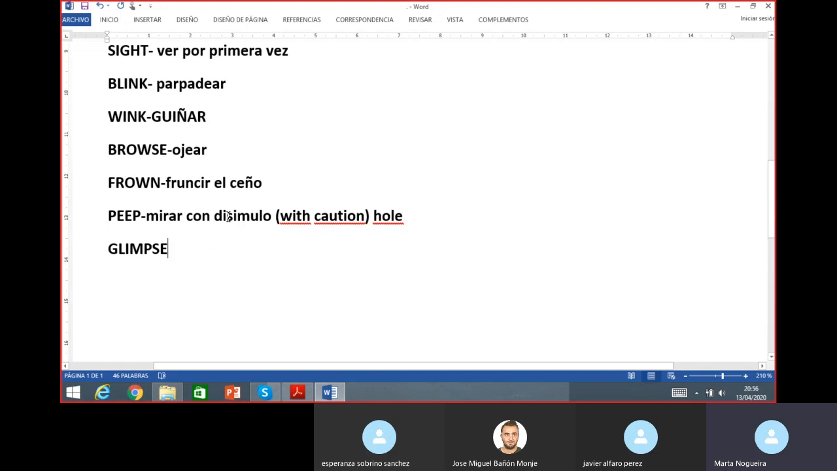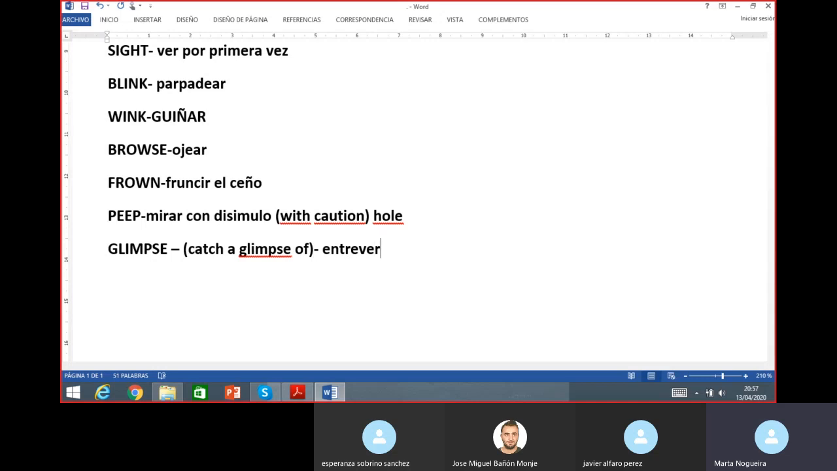Glimpse is, I'm going to say it in English first, to have a passing view of something or someone, usually used in the expression to catch a glimpse of. This means that we have this verb, also in the expression catch a glimpse of. This is the verb, and this is the same, but this is an expression. Lo podéis encontrar así o así. Glimpse, yes. And this means to have a passing view, and it is entrever.